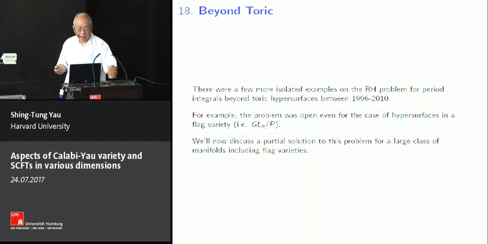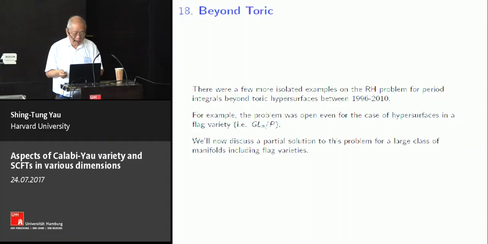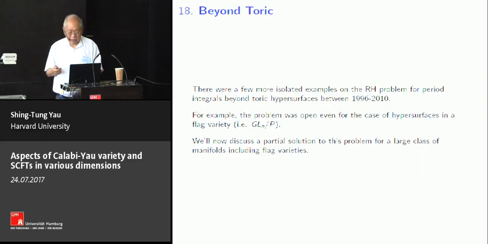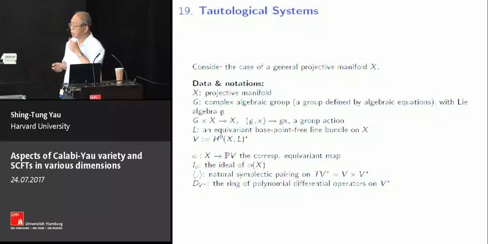There are not too many examples that we can do; even the case of a hypersurface in a flag variety was open. So we shall discuss the progress in understanding how to calculate these things. It's better understood for toric, but not so much for general cases. About 10 years ago, Bong Lian and I, and later students and some postdocs, worked on this. We introduced what we call the tautological system.